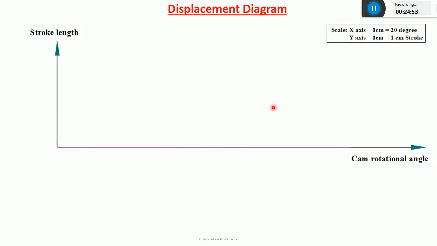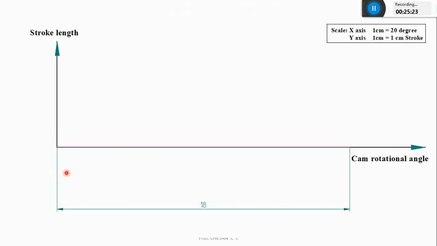First, I'll take the same scale I took for the previous problem. Along the x-axis, I'll plot the cam rotation angle from 0 to 360. I'll take the scale as 1 centimeter equal to 20 degree. To indicate a total of 360, it means 360 by 20, so we have to draw 18 centimeter. 2 centimeter means 40, and 18 centimeter means 360.